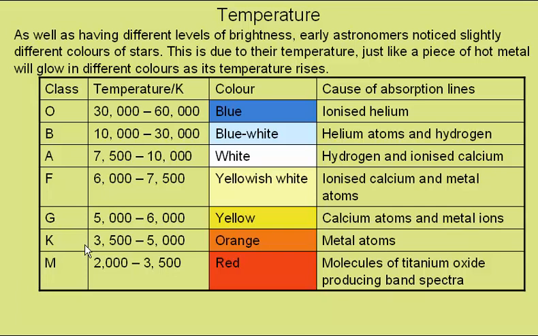A K-class star, a temperature between about 3,500 and 5,000 Kelvin, would be orange in colour, the absorption lines caused by metal atoms. And an M-class star, between 2 and 3,500 Kelvin, would be red in colour, and has absorption lines caused by molecules of titanium oxide, which, being molecules, produce a band spectra. A common way of remembering the order of the stars is this mnemonic: "Oh, be a fine girl or guy, delete as appropriate, kiss me."